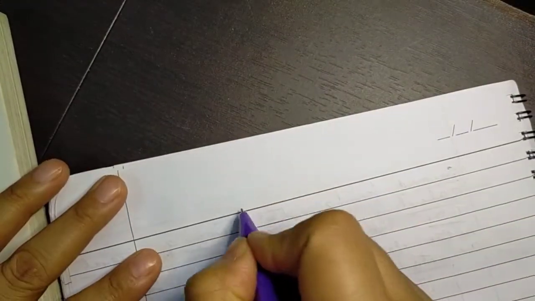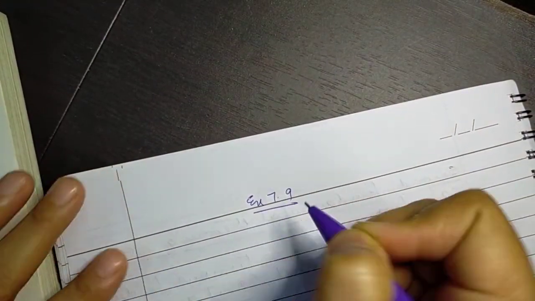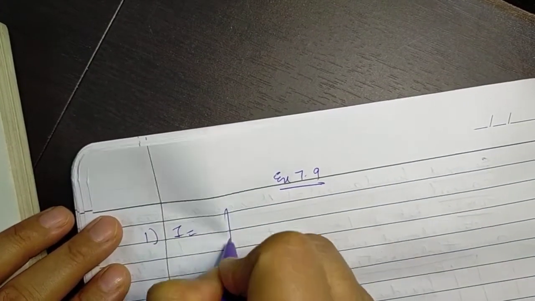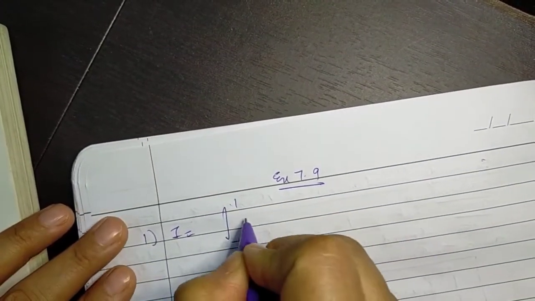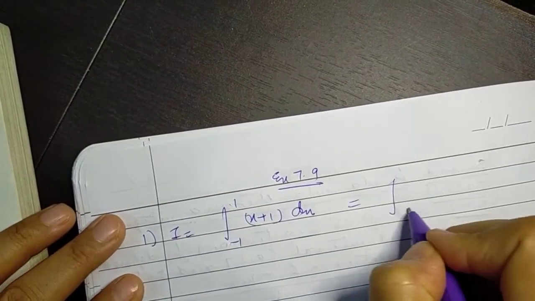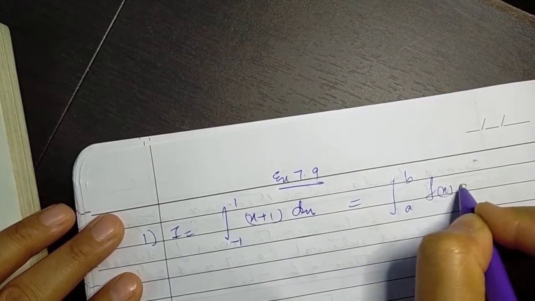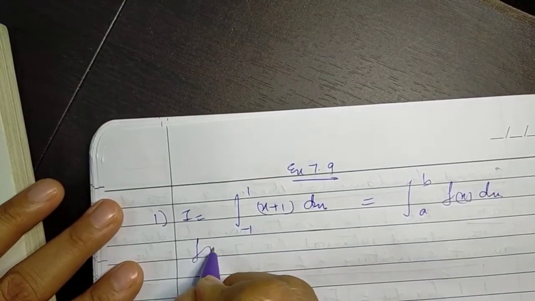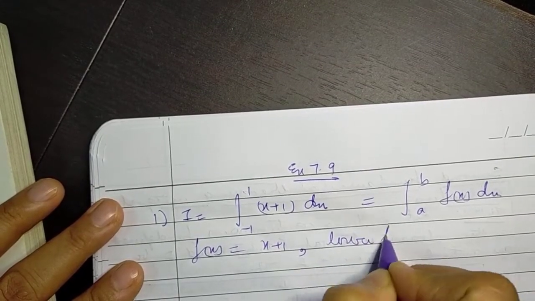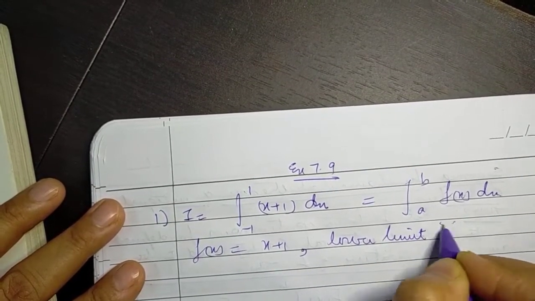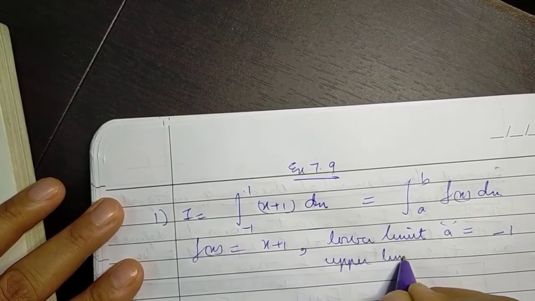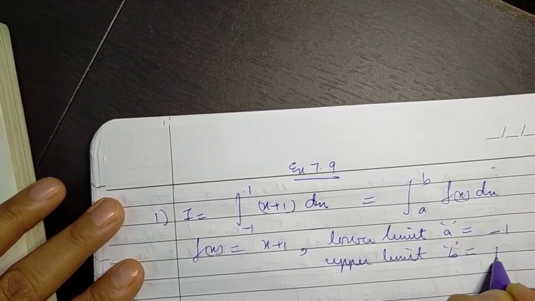Now, I'm starting with exercise 7.9. Let's take a very simple question, that is the first question. I = integral from -1 to 1 of (x + 1) dx. Clearly here it's of the category integral from a to b of f(x) dx, where f(x) is x + 1, the lower limit a is equal to -1, and upper limit b equal to 1.